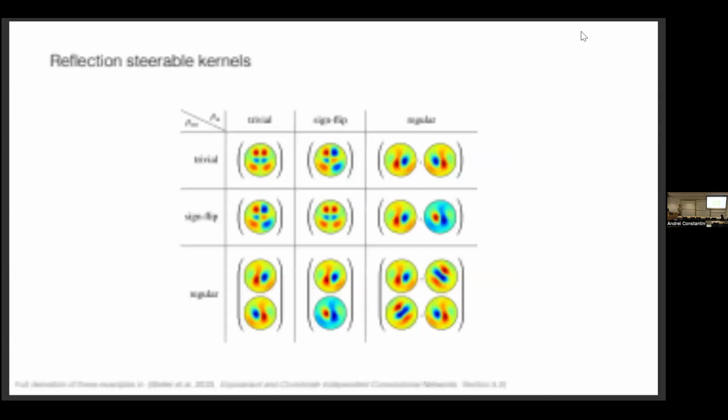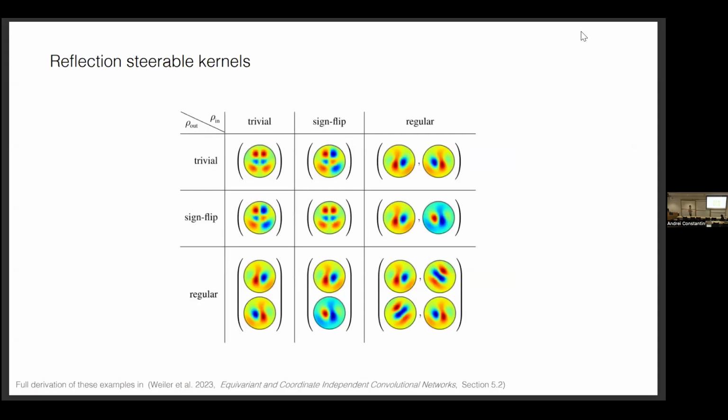And now you can play that game with any other combination of input and output representations, and then you can build these tables here which tell you how your kernels need to look. So for instance, if you would go from a sign flip pseudoscalar field to a regular field, then you have this spatial reflection, but also some negation of your kernel channel.